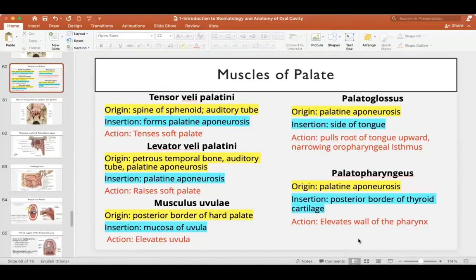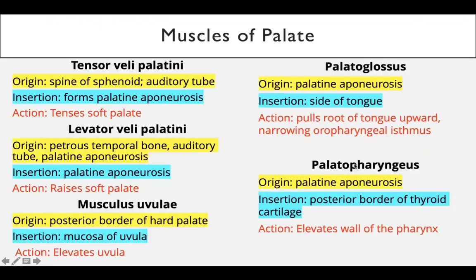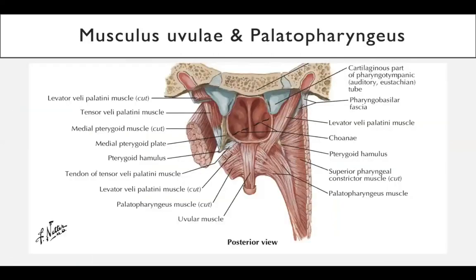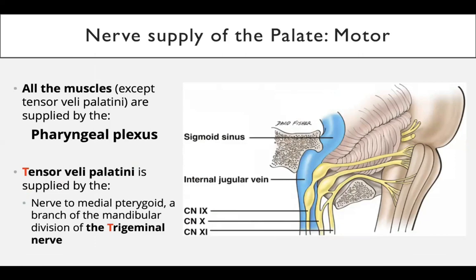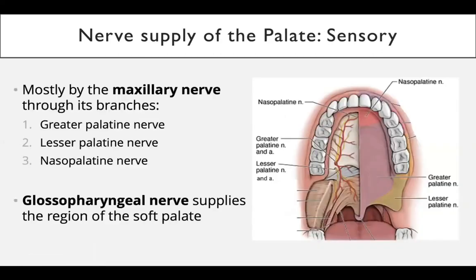So yes, these were the 5 muscles: tensor veli palatini, levator veli palatini, musculus uvulae, palatoglossus, palatopharyngeus. We tried to remember them. Then there was the nerve supply of the palate. Sensory supply was by the greater palatine nerve, lesser palatine nerve, mesopalatine nerve, and the glossopharyngeal nerve also supplies part of the soft palate.